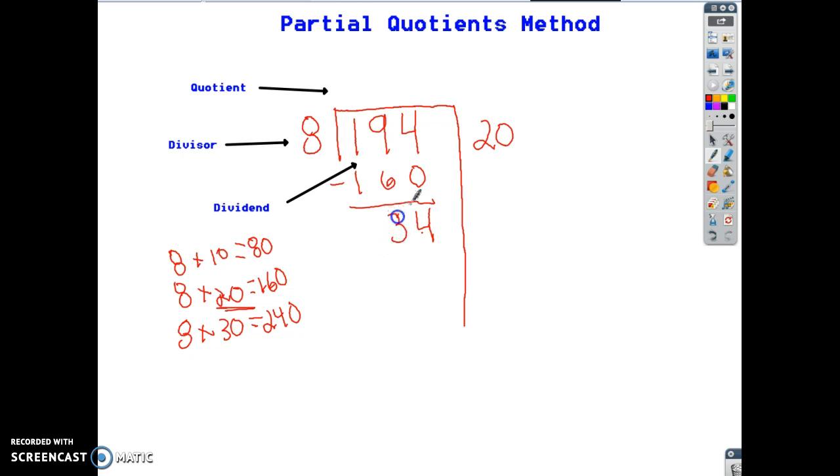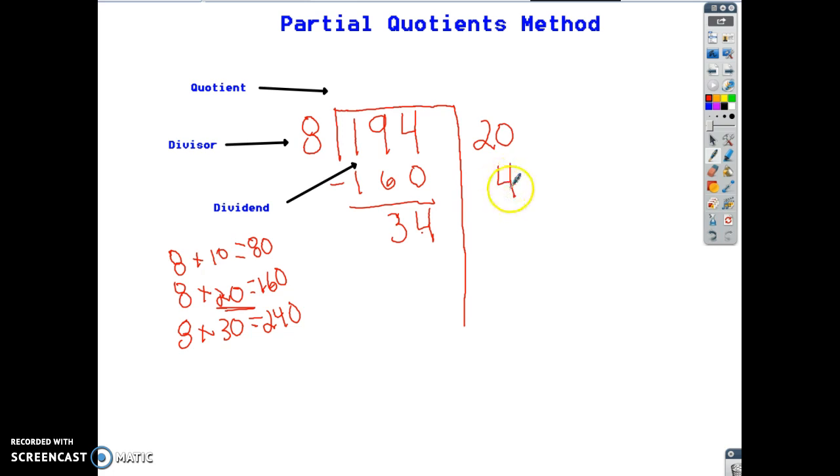So we actually got a big chunk out of the way. So now we got it all the way down to 34. So now we're thinking how many 8s fit into 34 without going over. So let's see, 8 times 10 doesn't work, that's 80. 8 times 5 is 40, that's still too big. 8 times 4 is 32, so let's do that.